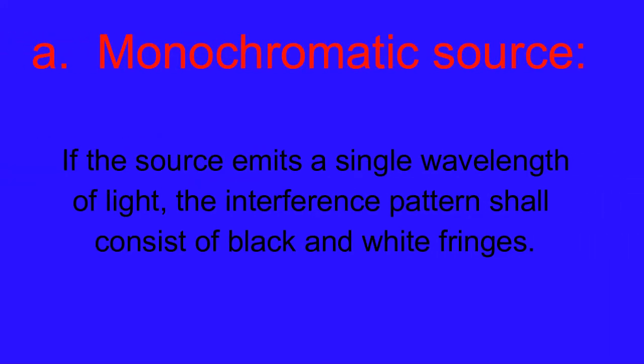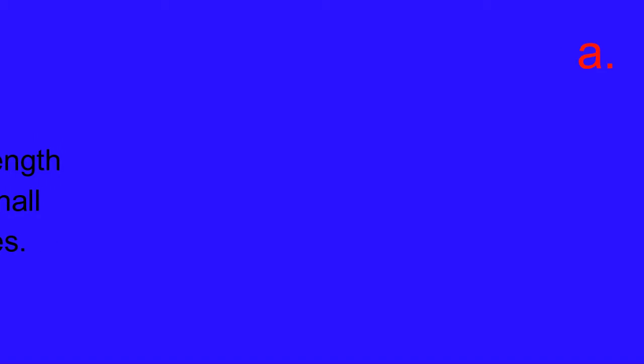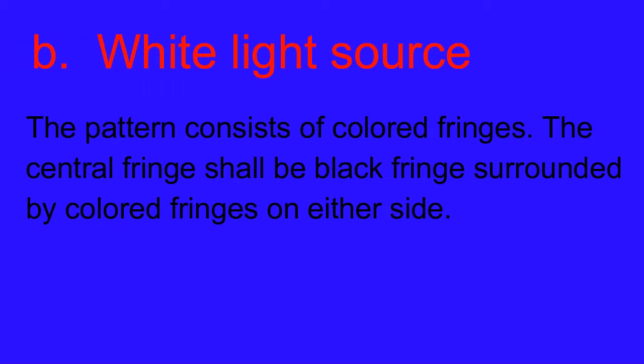Number one is the nature of the source of light. Here, there are two types of source. Number one is a monochromatic source. If the source emits a single wavelength of light, the interference pattern shall consist of black and white fringes. Second, a white light source. In this case, the pattern consists of colored fringes. The center fringe shall be a white fringe surrounded by colored fringes on either side.